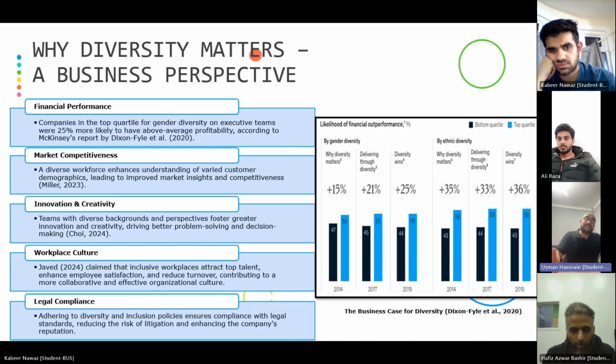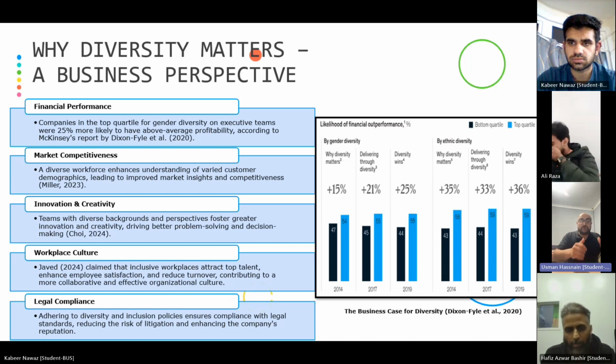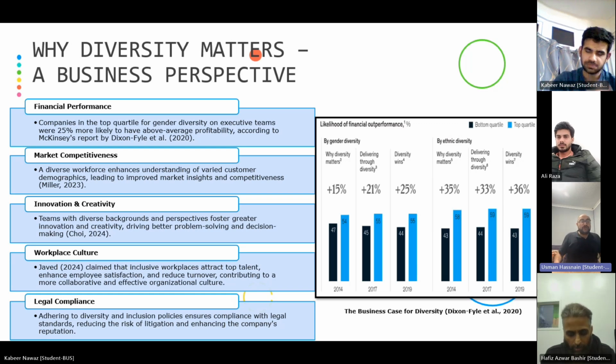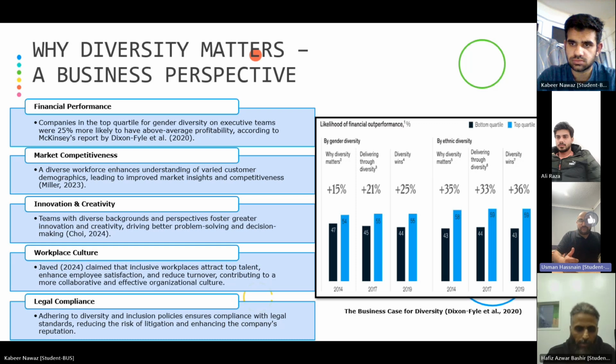Workforce culture also is there. Inclusive environments attract and retain top talent, boost employee satisfaction, and foster a collaborative atmosphere. This leads to higher morale and better overall productivity of the organization. Finally, legal compliance is the most essential consideration nowadays. Adhering to diversity and inclusion policies helps companies stay within the legal framework, reducing the risk of lawsuits and protecting their reputation in society and in the marketplace.